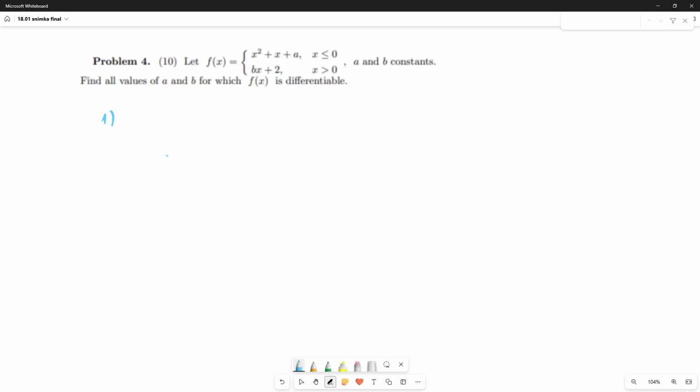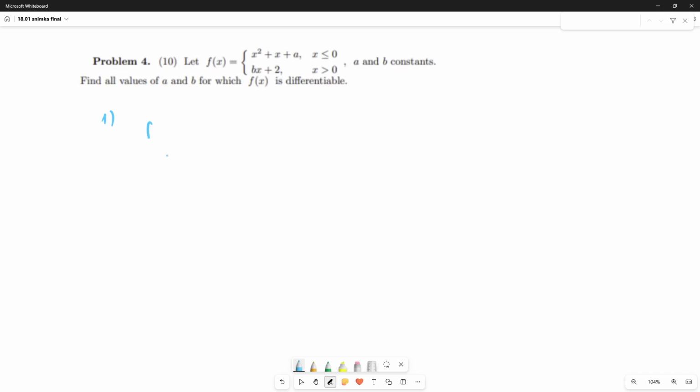It's obviously continuous both in this part of the domain where x is less than or equal to 0, and in this part where x is greater than 0. However, it needs to be continuous also in the point where the two piecewise definitions of the function meet. Therefore, it has to be continuous at x is equal to 0.